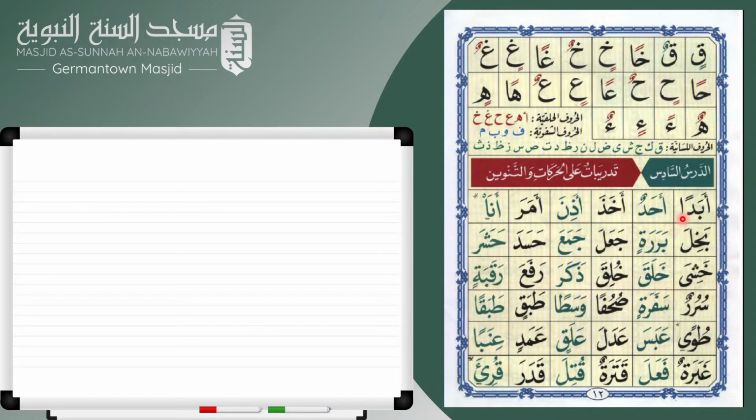Is that clear? Abadan. Ahadun. Akhadha. Adhina. Amara. Ana. Do we understand this or no? Yes? You guys want to do one more line and we'll end it? Alright. Who wants to do the first box?